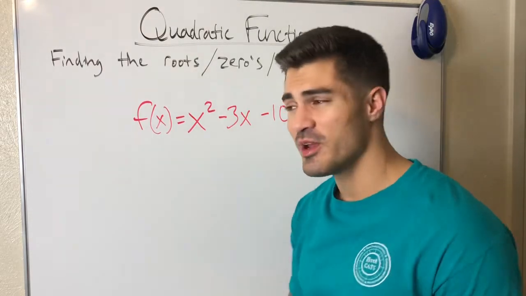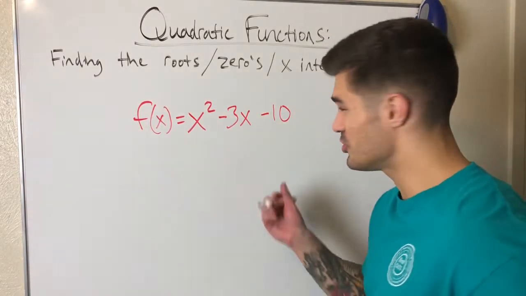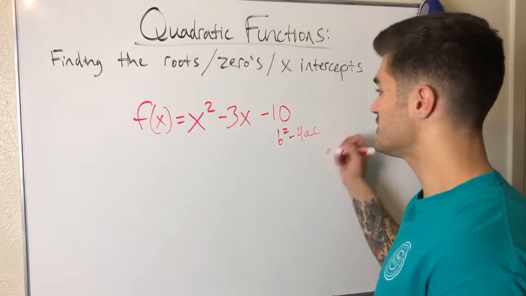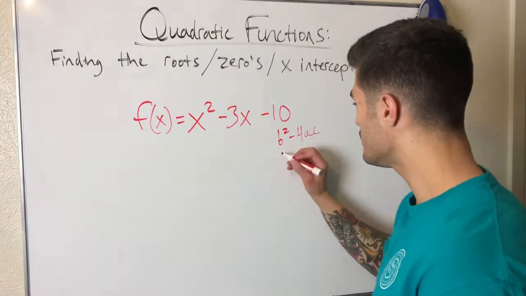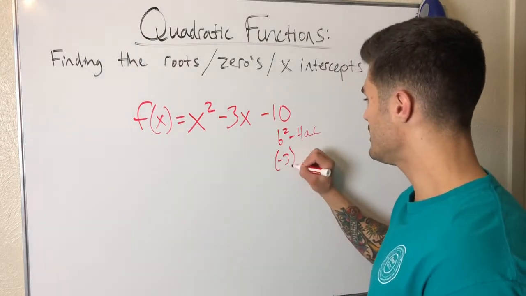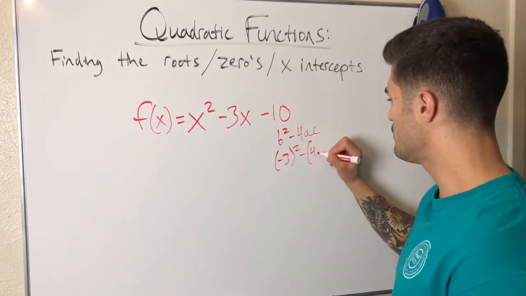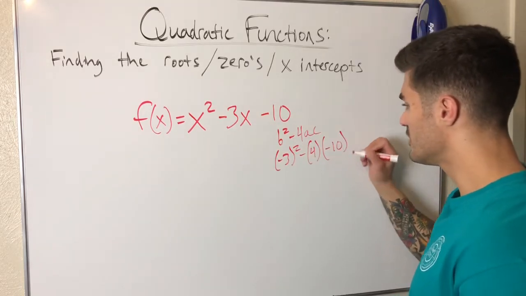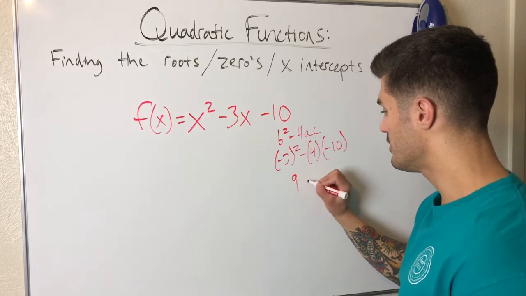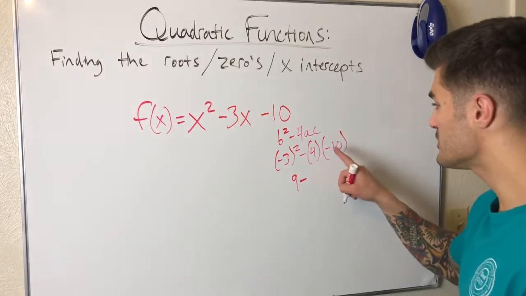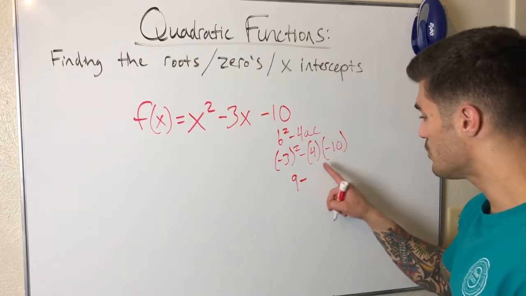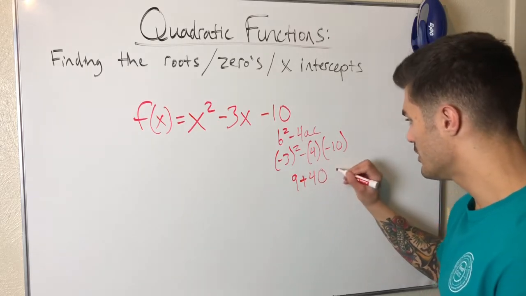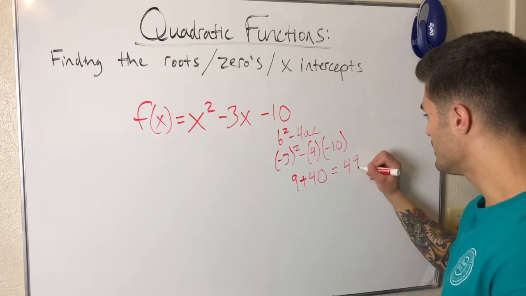Okay, hopefully you're getting the hang of it by now. We'll do one more example. I'm going to jump straight into the discriminant, b squared minus 4ac. My b in this case is negative 3. So I have negative 3 squared minus 4 times 1 times negative 10, okay? So what does this give me? 9 minus 4 times negative 10, that's negative 40, but minus negative 40 is plus 40. And this equals what? 49.